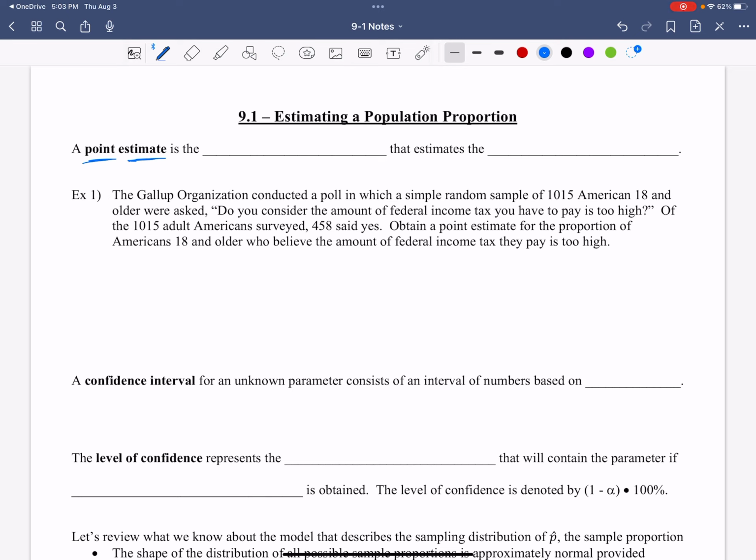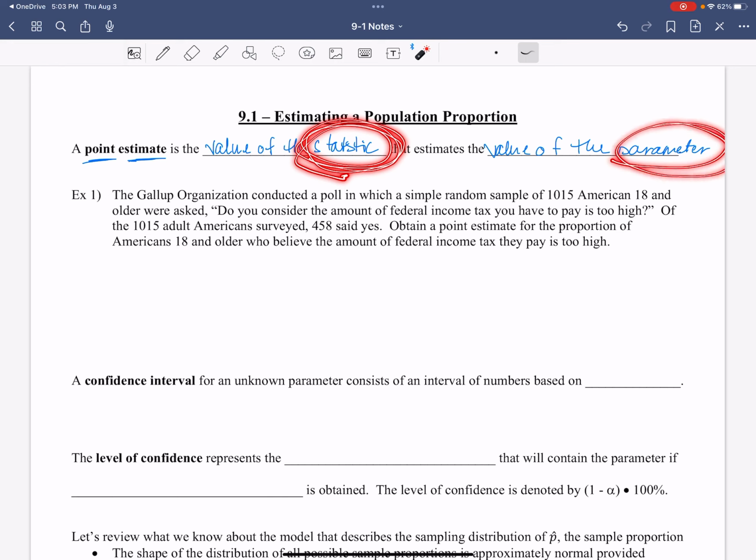Point estimate is the value of the statistic that estimates the value of the parameter. Now remember, back in chapter 1, long time ago, a statistic is based off of a sample. A parameter is based off of a population. So we did this, right? We already talked about this in chapter 8. Now we're going to use this statistic to estimate the population.